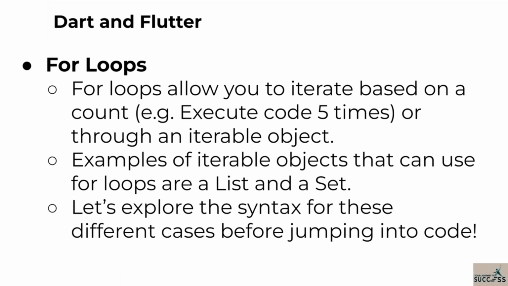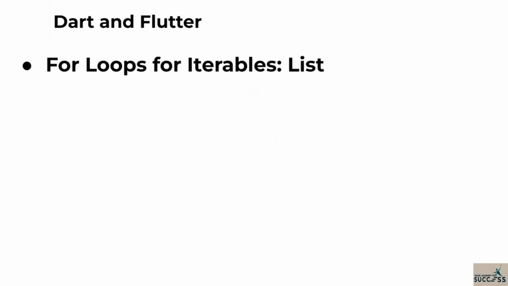And you'll see there's a special syntax of code we need to use to do it for a map, since a map is technically not iterable by itself. So let's explore the syntax for all these different cases before jumping into the code. We're actually going to kind of switch the typical order here. I'm going to show you examples of iterating through objects that are iterable before showing you the technically more common example, which is iterating based off a counting condition. So let's start off with for loops for iterables.